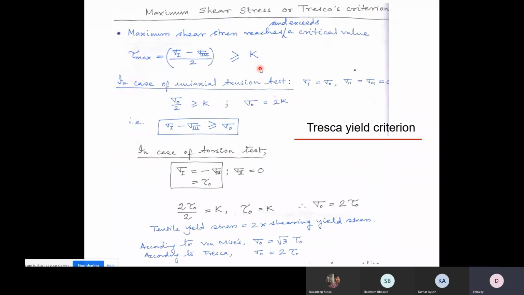So now if you consider simple tension, yielding occurs when sigma 1 exceeds sigma naught, where sigma 2, sigma 3 equal to 0. So the k value comes out to be sigma naught by 2. So the Tresca expression says sigma 1 minus sigma 3 must exceed sigma naught. And if we consider the torsion case, where sigma 1 equals minus sigma 3, both of them have to exceed tau naught, which is the shear yield strength. Sigma naught is the uniaxial tensile yield strength under uniaxial tension. So the relation comes out: tensile yield strength equals 2 times the shear yield strength following the Tresca yield criterion.